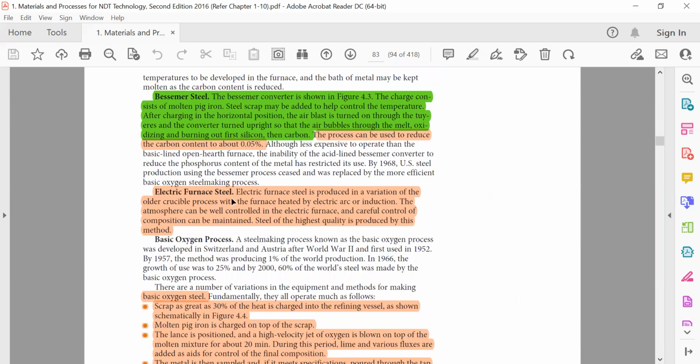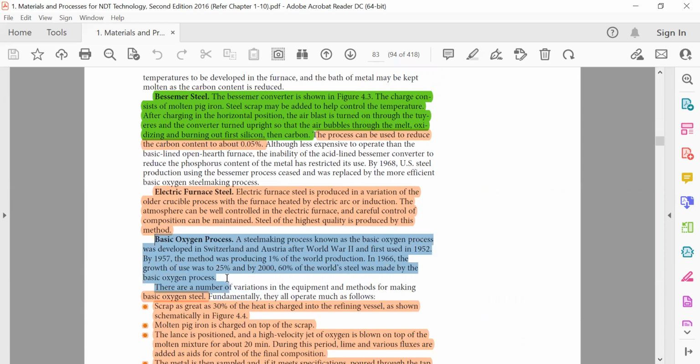Electric furnace steel. Electric furnace steel is produced in a variation of the older crucible process, with the furnace heated by electric arc or induction. The atmosphere can be well controlled in the electric furnace, and careful control of composition can be maintained. Steel of the highest quality is produced by this method.